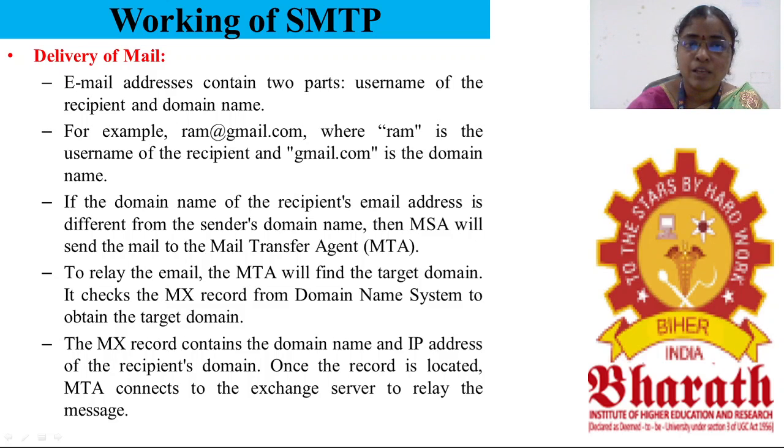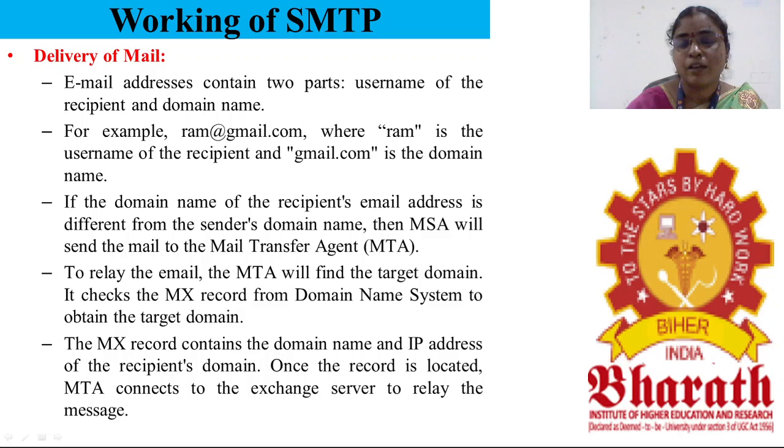Suppose the domain name of the recipient email address is different from the sender's domain name. Then the message submission agent, MSA, will send the mail to the message transfer agent. To relay the email, the mail transfer agent will find the target domain and it checks the MX records from the domain name system to obtain the target domain.